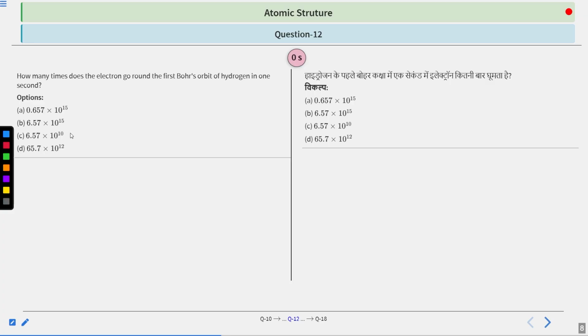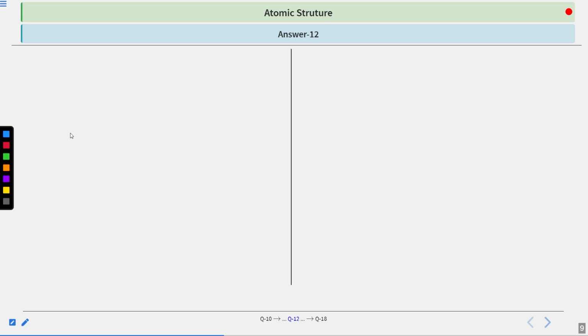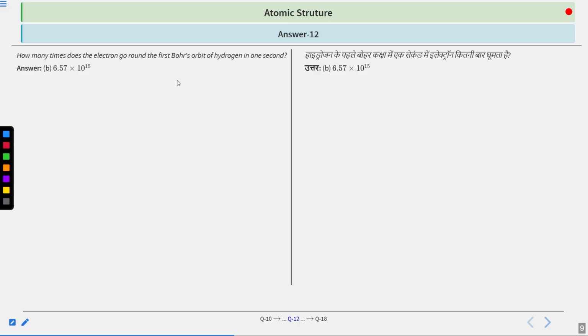Okay, now let us try to solve this question. So first of all, what is the question asking? The question is saying that how many times the electron goes round the first orbit of hydrogen in 1 second. Okay, so the question looks very obvious. So we have to basically see that if the electron is in first orbit, then in 1 second how many complete rounds the electron will take. So first of all, the correct answer is B, which is 6.57 into 10 to the power 15.